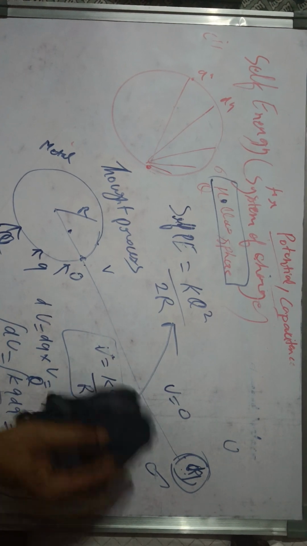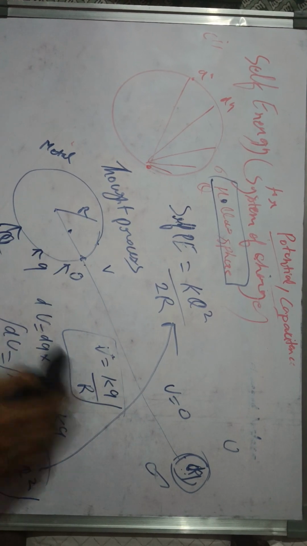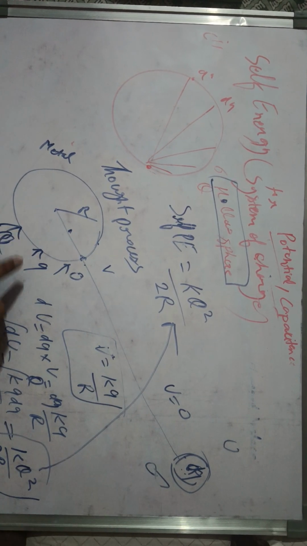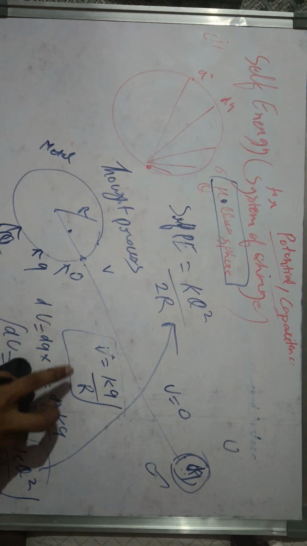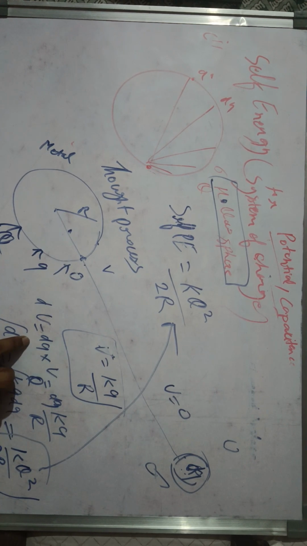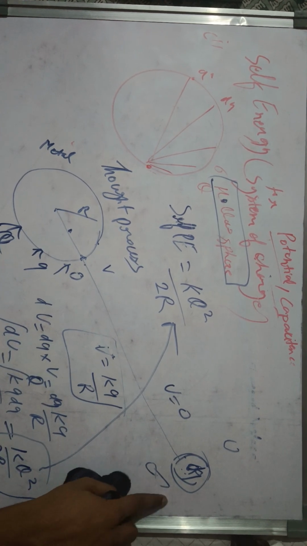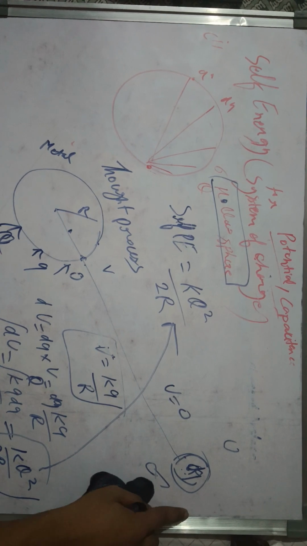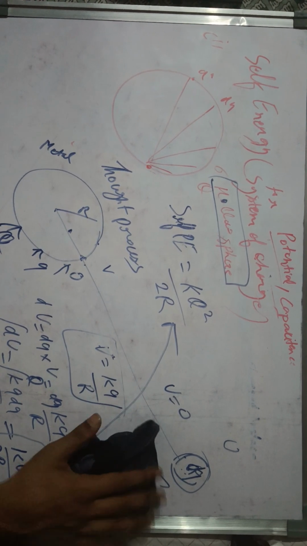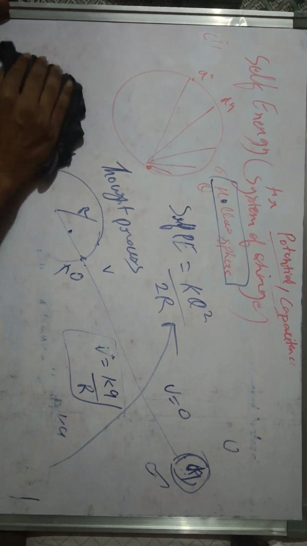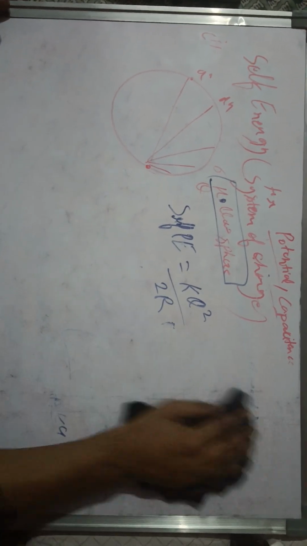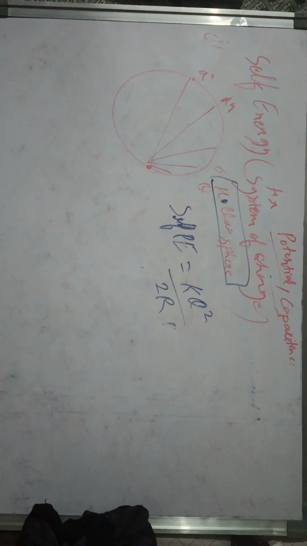So simply the potential energy at this point on dq charge will be this. The final potential energy at this point will be V into dq, and the initial potential energy of this dq was 0 into dq, because potential at infinity is 0. This was a simple integration. So this was for the hollow sphere.